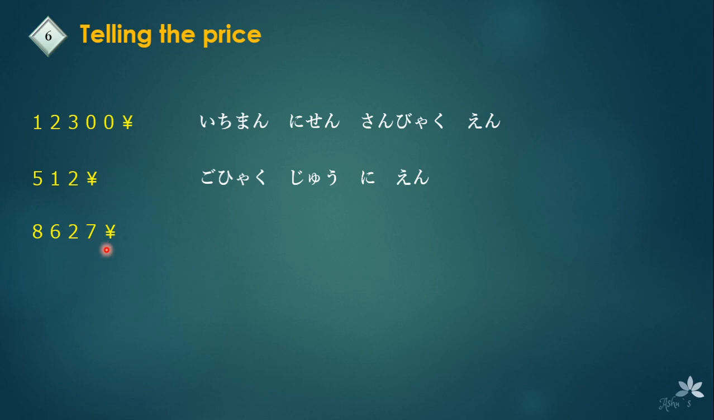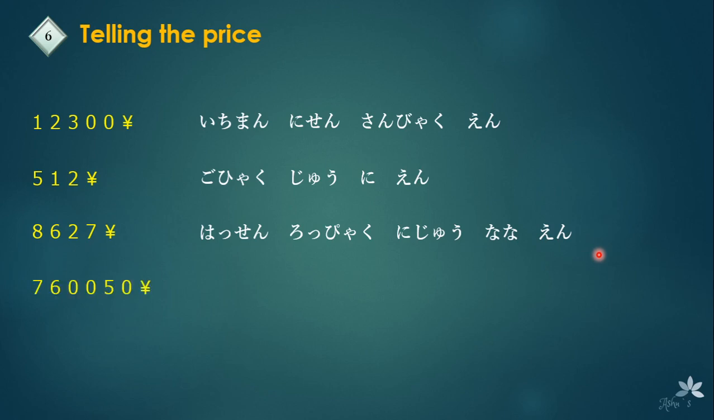8,627. 8,000 is hassen. 600 is ropyaku. 20 is niju and 7 is nana. So you say it as hassen ropyaku niju nana yen.